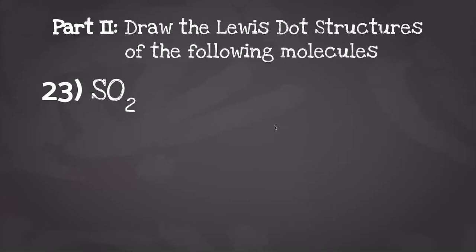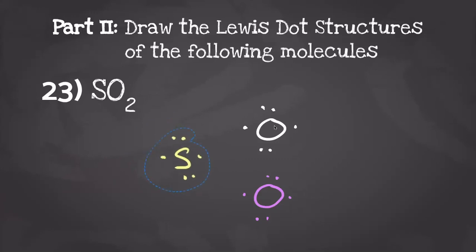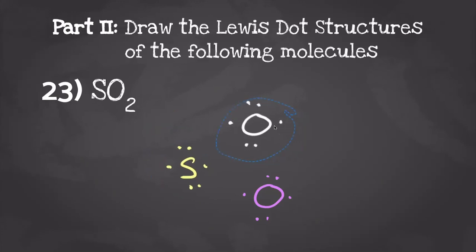Here we have sulfur dioxide. Sulfur and oxygen each have 6 valence electrons. Sulfur has 1, 2, 3, 4, 5, 6. Oxygen 1, 2, 3, 4, 5, 6. And my other oxygen, I'll do it a different color. 1, 2, 3, 4, 5, 6. Here, I'm going to make the sulfur my center, and I'm going to put an oxygen on each side.